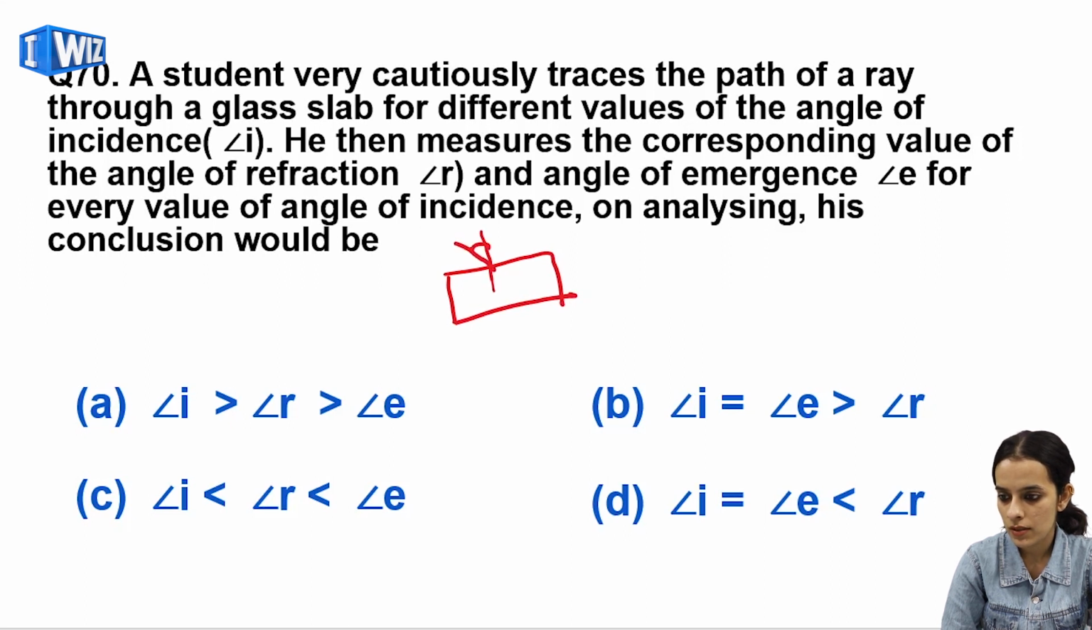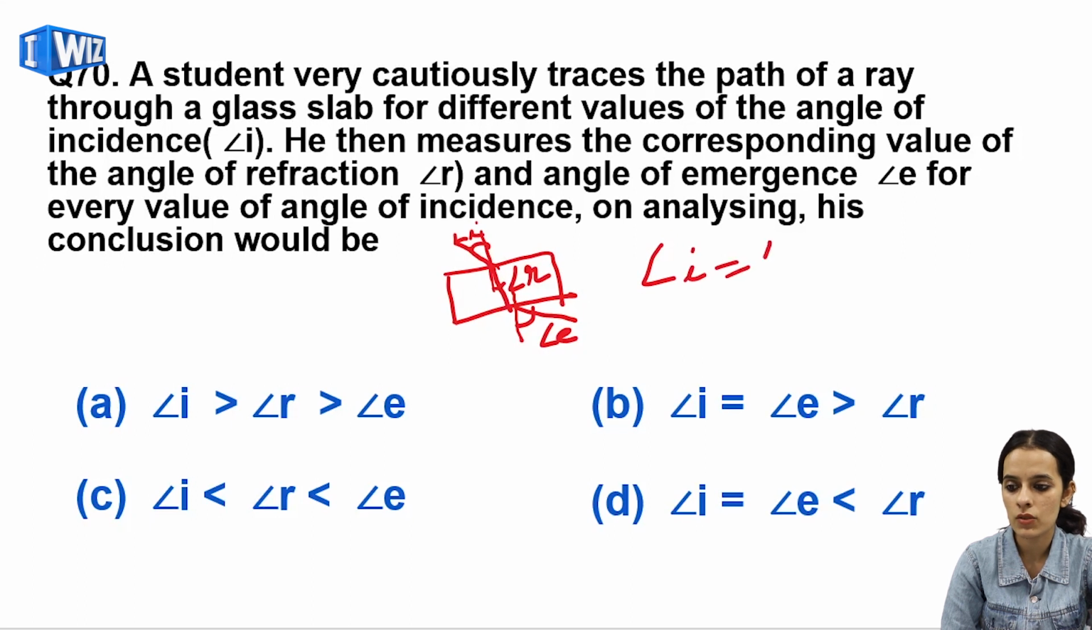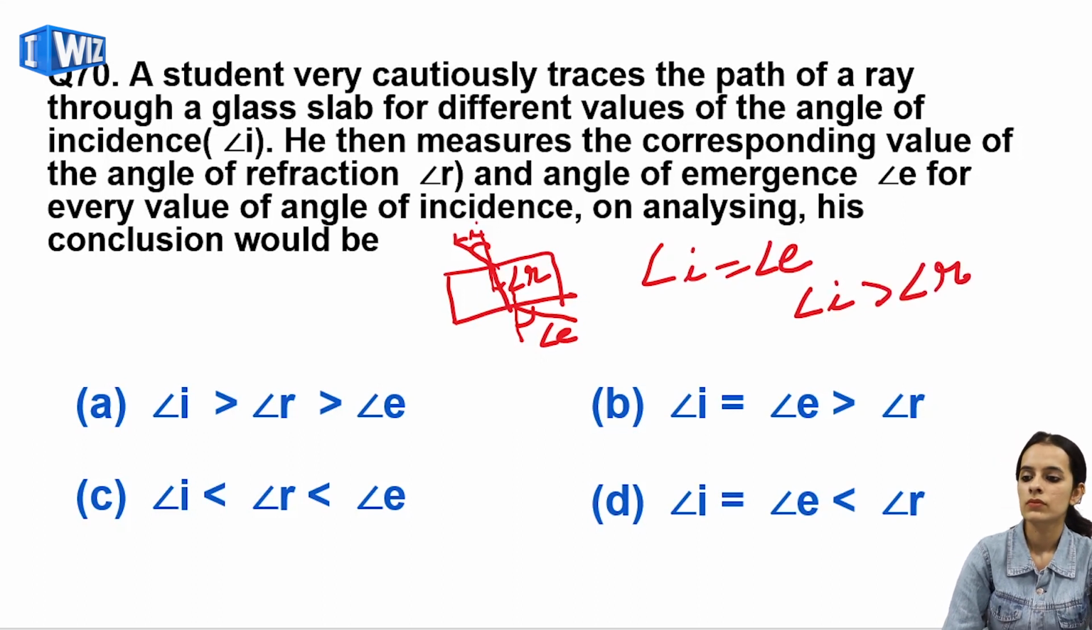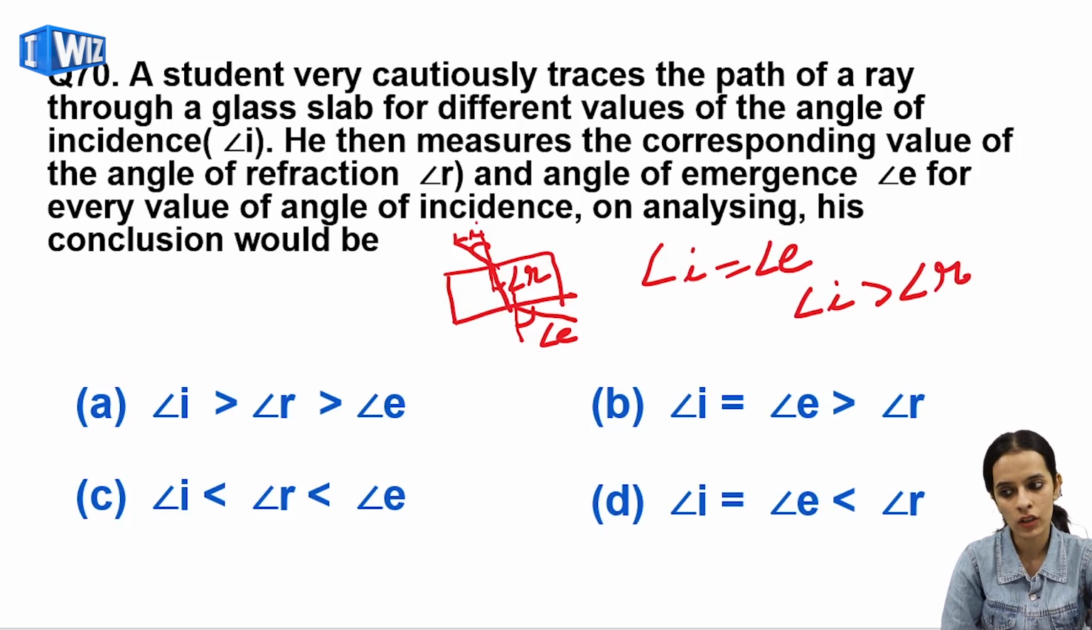If this is the angle of incidence and this one is the angle of refraction, again it is striking on the normal, this is the angle of emergence. So keep this in your mind: the angle of incidence is always equal to the angle of emergence, and moreover the angle of incidence is greater than the angle of refraction because it's a denser medium, so the bending will be the most in this case. So the angle of incidence is always greater than the angle of refraction. So what is the right option from here? Choose the right one. This one, B part.